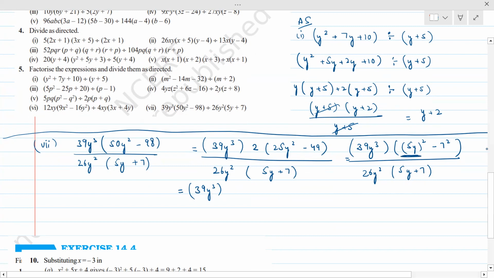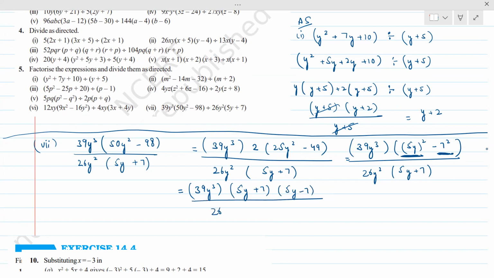This is a square minus b square. So 5y plus 7 and 5y minus 7 divided by 26y square 5y plus 7. This is all cutting down. Final answer, and this I can also cut down by 13: 2s are 13, 3s are 13, and this with this. So it is 3y into 5y minus 7 by 2. This is the final answer.